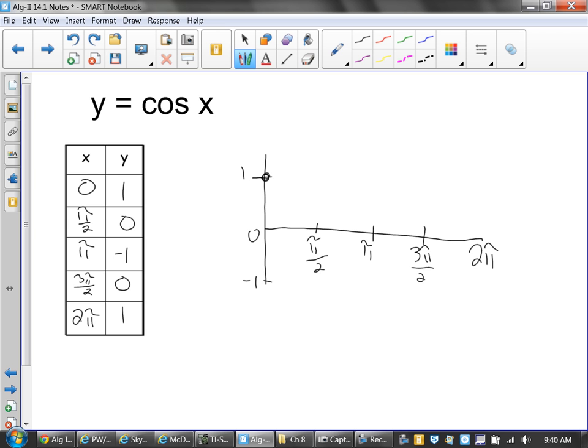Start at 1, work your way around. Like I said, cosine will always start at your amplitude, go to the opposite of the amplitude, and go back up to the regular amplitude. Okay. Not so scary either. Let's talk about the fun stuff now.